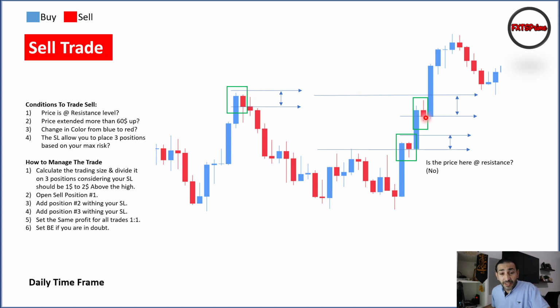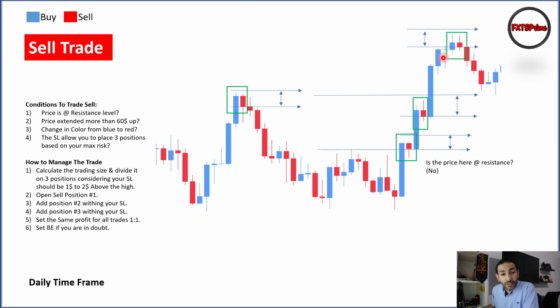So I can take my entry here, my stop loss here, and I can add positions. However, this has hit stop loss. Why has it hit stop loss? Because like any other signal, it can fail as well. But this is a very good strategy, and the winning rate is almost 65 to 70%.